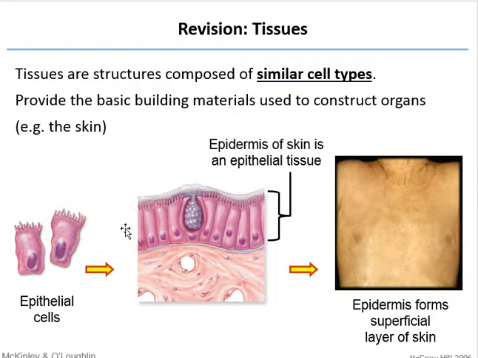Now, if we get a lot of these epithelial cells and put them together, we can form an epithelial tissue. The epidermis of the skin, that's the outer superficial layer of the skin, is an example of an epithelial tissue. It's composed of groups of epithelial cells organized into this specific structure here. And this is showing you where the location of the epidermis would be in the skin, the superficial layer. So a tissue is composed of similar types of cells.